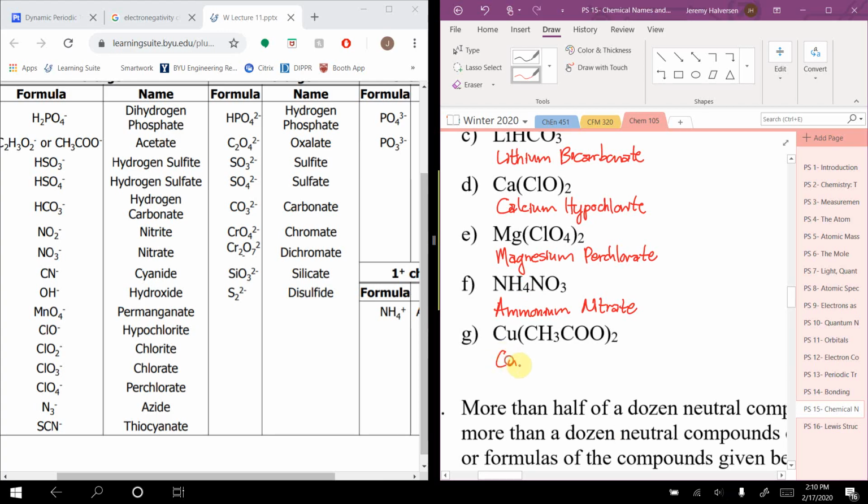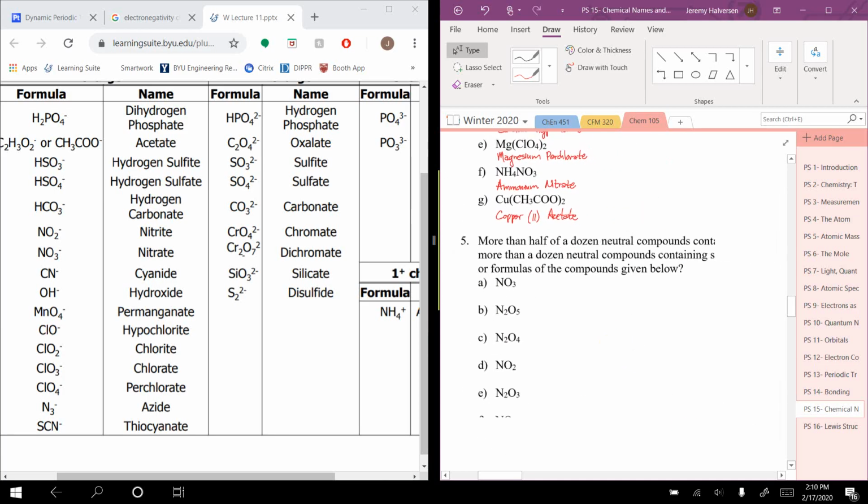Okay, I've got copper, and I have acetate. But I need the charge on the copper because it's a transition metal. I know that acetate is 1 minus, and so there's 2 of them, which means this copper must be a 2 plus to need 2 acetates.